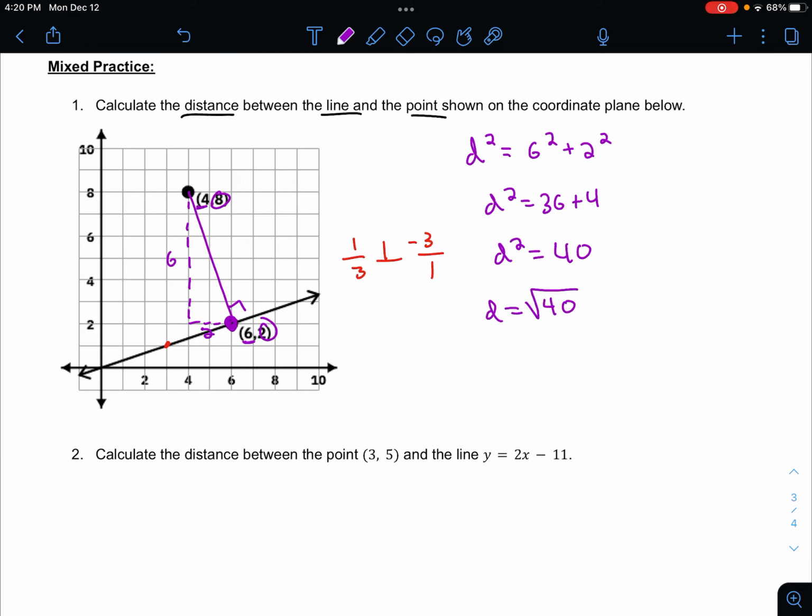If we wanted to simplify this radical, we could also write this as d is equal to the square root of 4 times the square root of 10, or the distance is 2 square root 10. And that could be turned into a decimal approximation using a calculator as well.